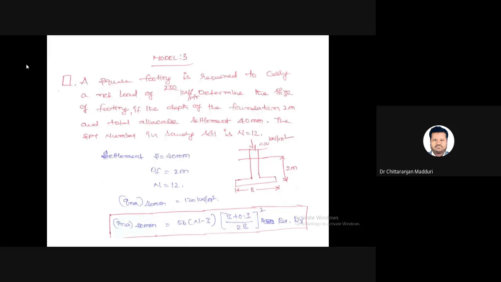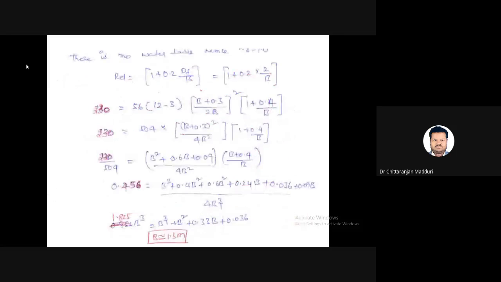So if you substitute all these values in the 40 mm settlement equation, 56 into N minus 3 into B plus 0.3 by 2B whole square into Rd into W gamma. Let us take them one by one. There is no water table, hence W gamma is equal to 1.0. So no water table action is required, and W gamma may be eliminated.